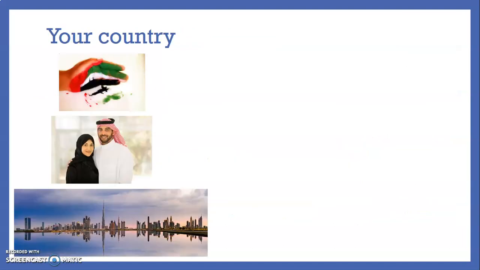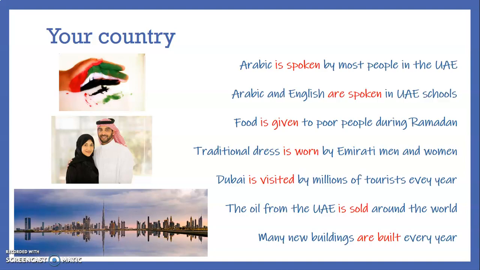So let's look at your country. What could we say about the UAE using the passive? Well, here's a few examples. Arabic is spoken by most people in the UAE. Arabic and English are spoken in UAE schools. We know who speaks them, the teachers and the students. So we're just trying to say the language. Food is given to poor people during Ramadan. Who gives the food? Lots of people. So it's not important who, it's just more important what is given.